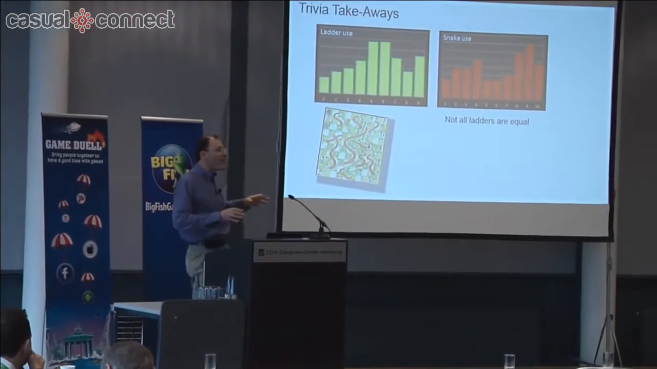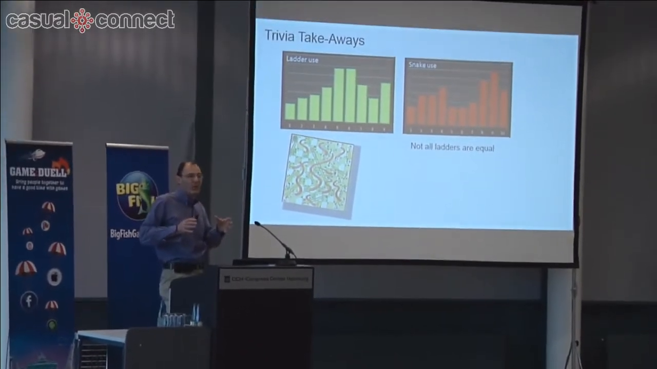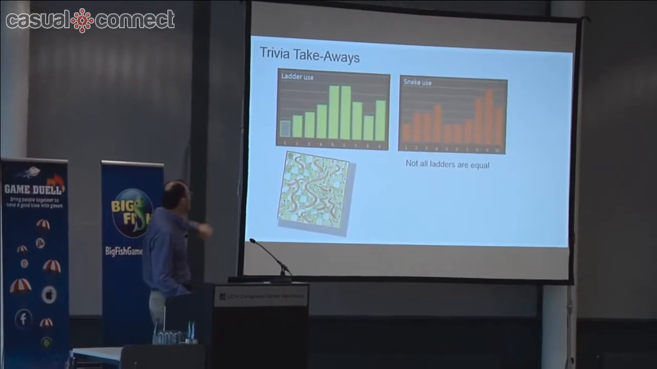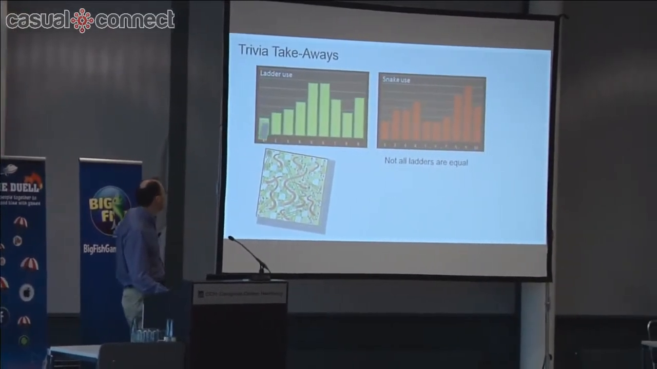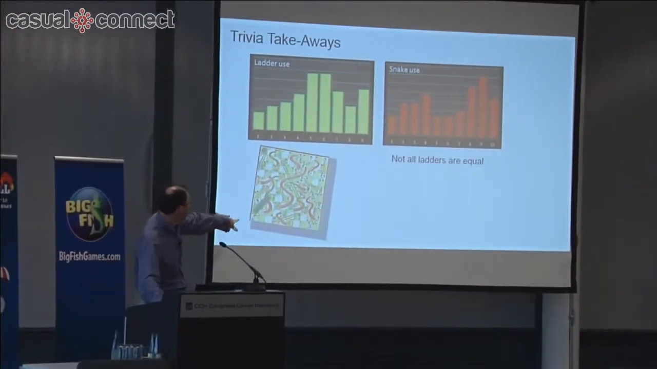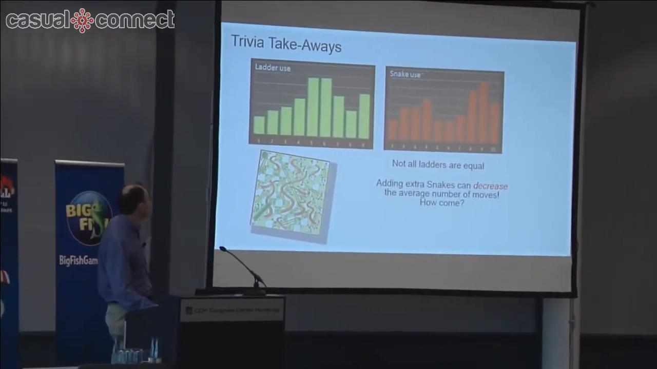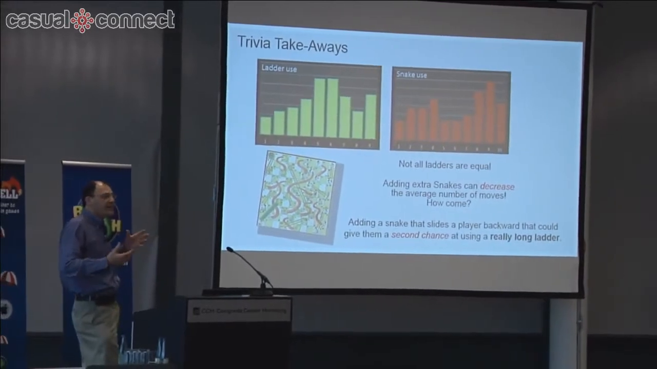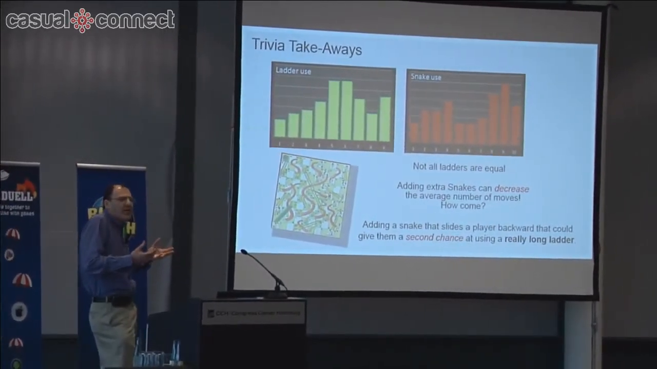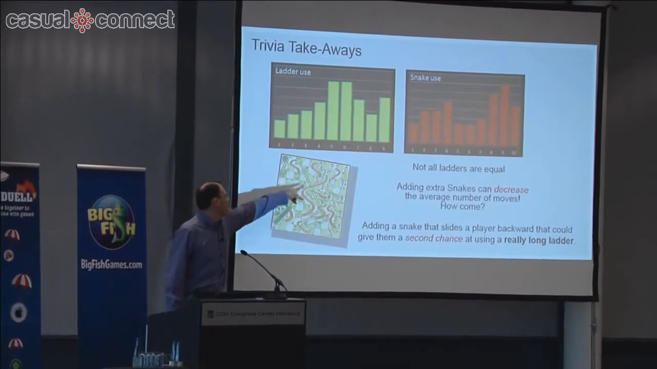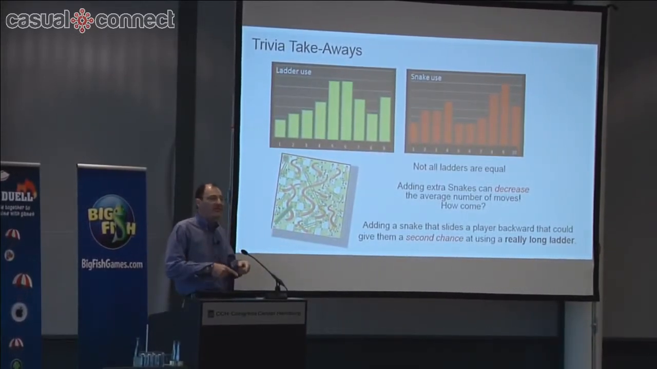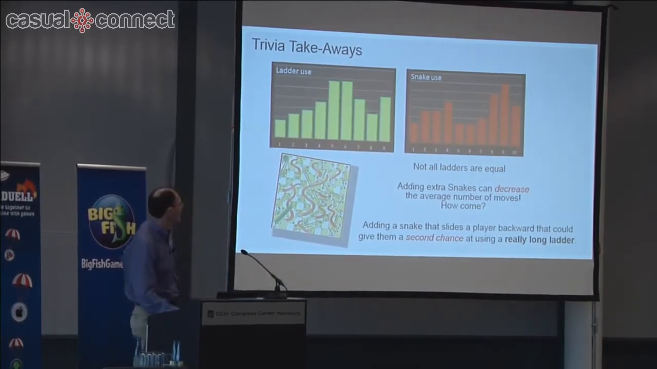A couple of trivia takeaways. Once we have our model for the Chutes and Ladders board, we can actually play around with moving some of the ladders and the snakes further around. You find out that ladder number 1 is used only if you happen to roll a 1 to start off with, which happens 1/6 of the time. And you can actually decrease the length of the game by adding snakes, which seems a little bit unintuitive, but these long ladders are very important to the game. If you add an extra snake that takes you back if you miss the ladder the first time, you land on a snake, it gives you a second chance to use that ladder, which is a very important way to finish the game in a short period of time.